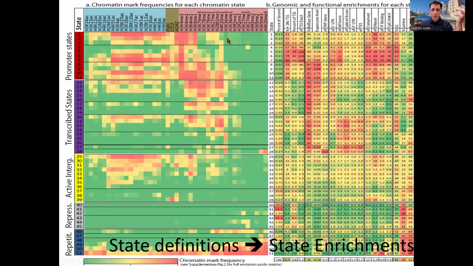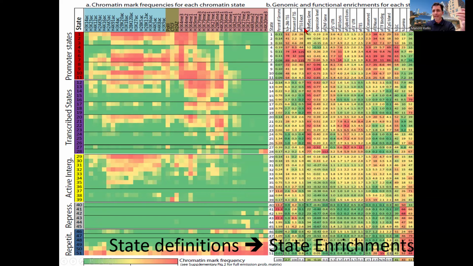So we've discovered our emission matrix and our transition matrix, and now we want to give them names. We want to call them, this one we're going to call Jill, and this one we're going to call Jack and Robert and Sally and so forth. But much more seriously, we're going to give them names that are meaningful. So for example, we're going to call those promoter states, and we're going to call those transcribed and active, intergenic, and repressed and repetitive. Why?